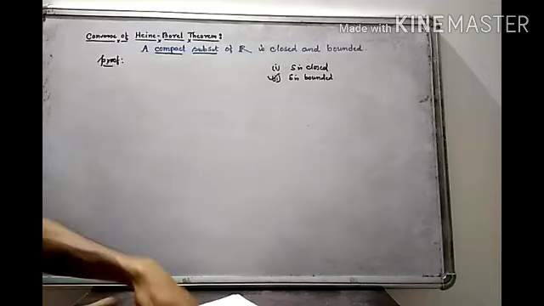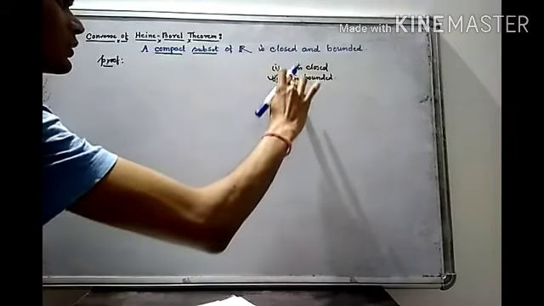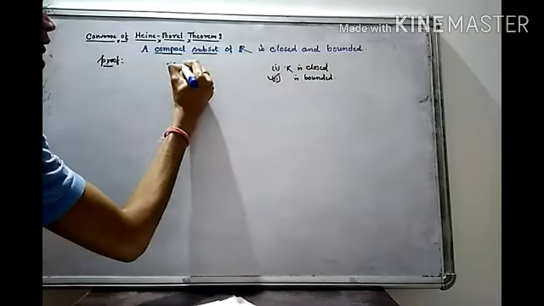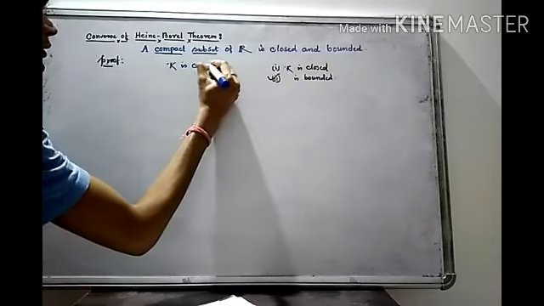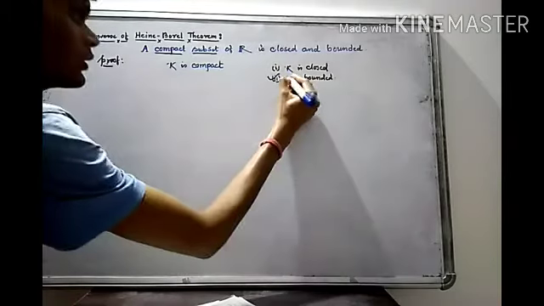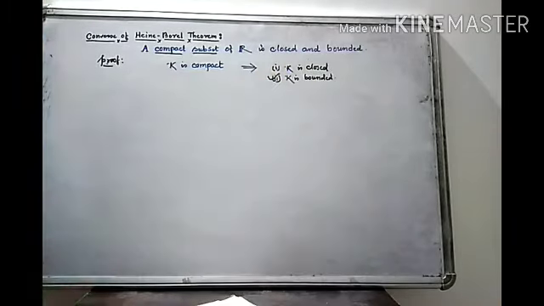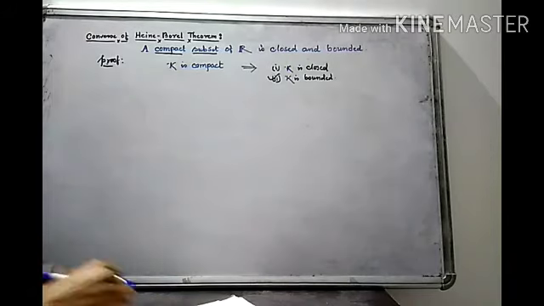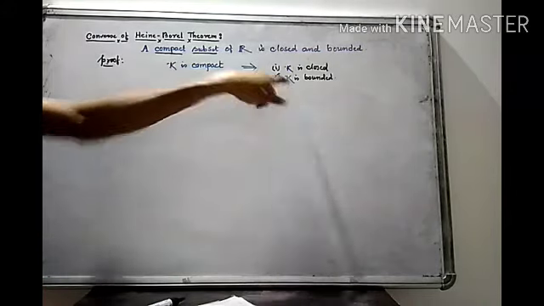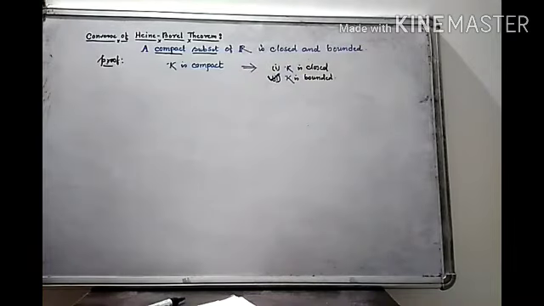Suppose in place of S we are taking K. K is compact. Then what we have to show? We have to show this K is closed as well as K is bounded. Now first we will show here K is bounded. Second condition, that is K is bounded.